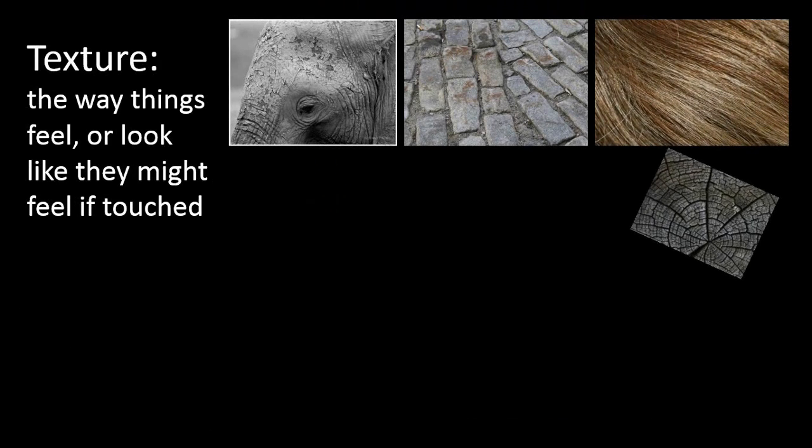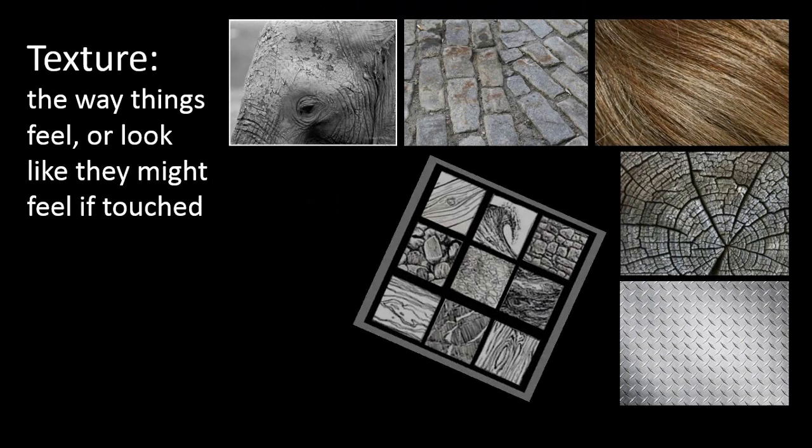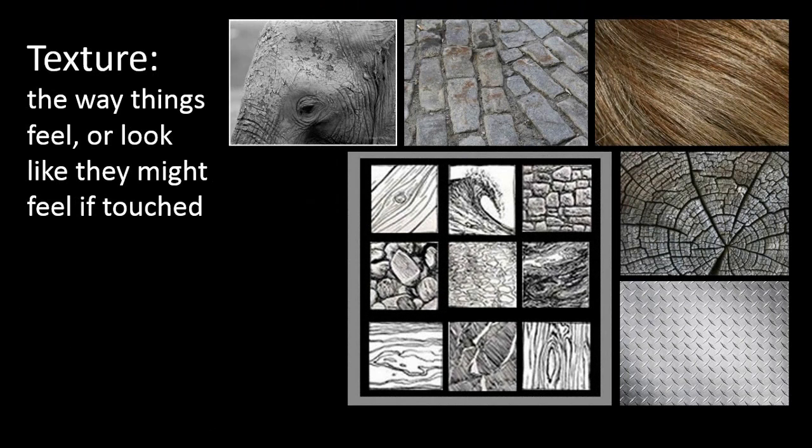Texture is the 6th element. Texture is the way things feel or look like they might feel if they're touched. Being able to convey texture into a drawing or painting is part of what makes an artwork believable or more realistic.